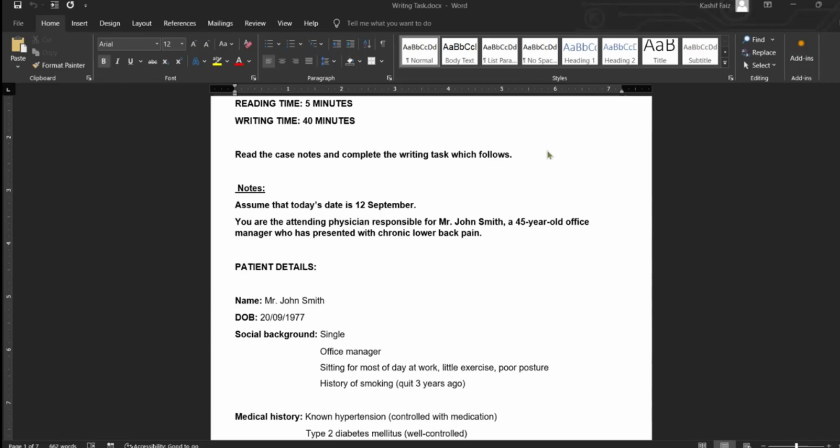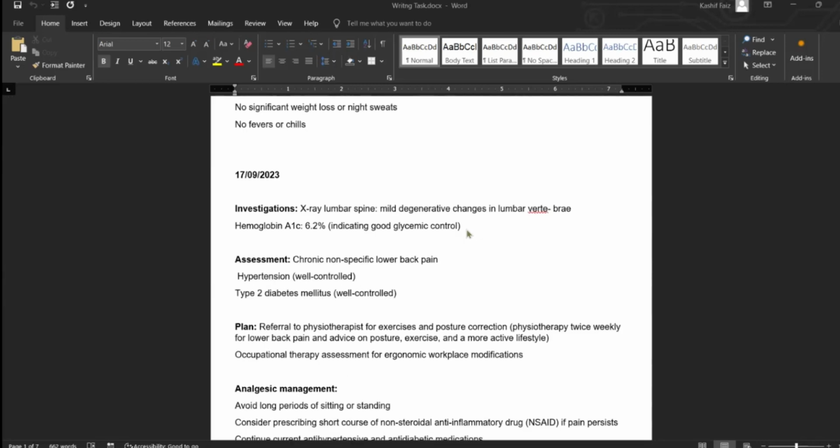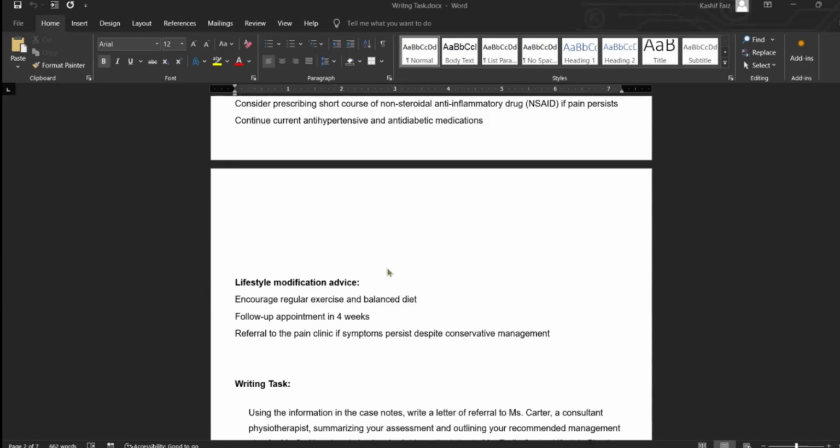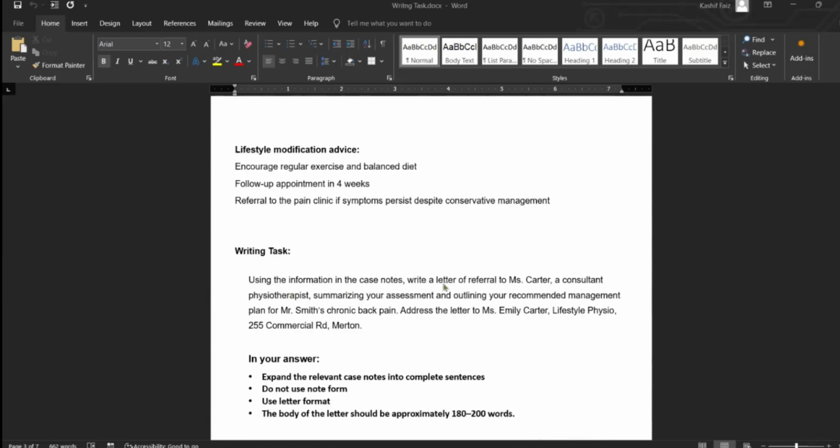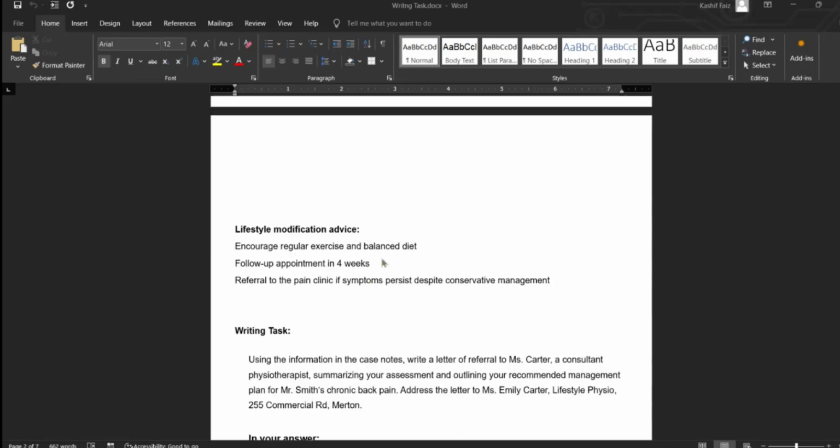Oh, okay, sir. Show me the task. The task is, see, this is the task: using the information in the case notes, write a letter of referral to Mrs. Carter, physiotherapist, summarizing your assessment and outlining your recommended management plan for Mr. Smith's chronic back pain. So this is your task, and these are the case notes.